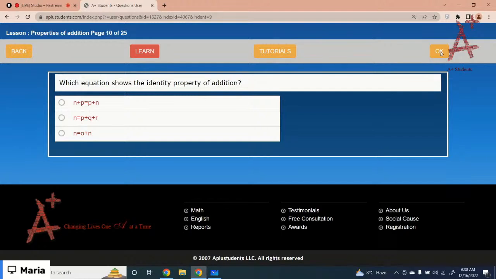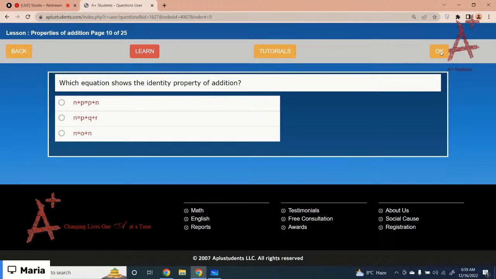It is option number 3. Got it? N equals 0 plus n. That would be the identity property. Got it? Yes, very good.